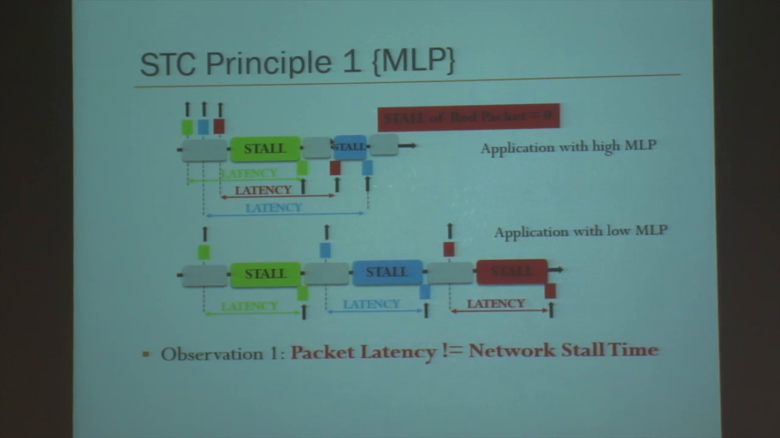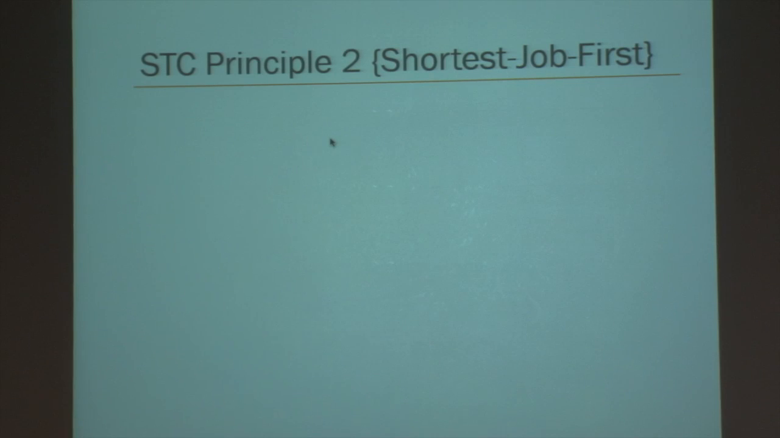If I wait for each one of them individually and I don't have any overlap, then my requests are much more critical because I'm wasting much more time than the guy on the top. So you would expect the guy on the bottom to be more stall time critical than the one on the top. This is a principle called shortest job first.